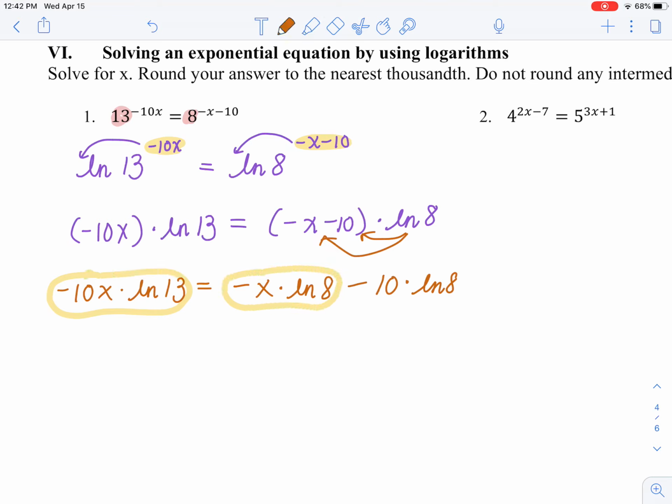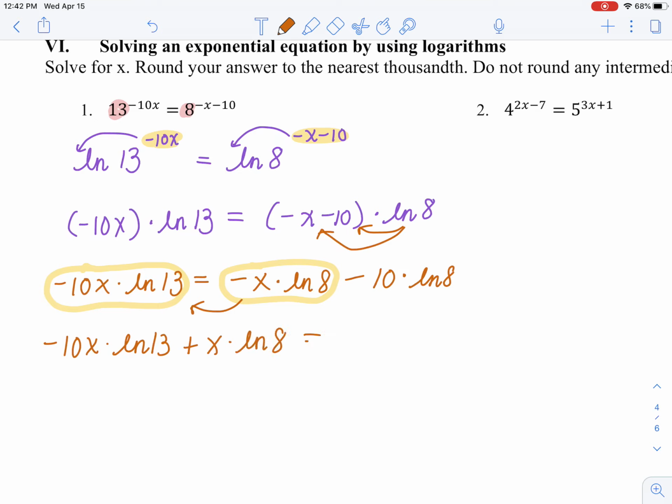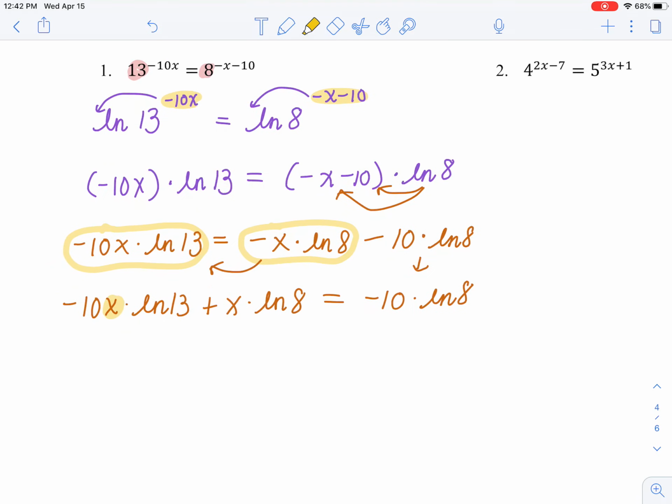Now, what I'm going to do is I'm going to search for all the terms that have x, and I'm going to move them to the left side. That term has x. This term has x, right? So these two belong to the left side. I'll have negative 10x times natural log of 13. Nothing changed about that one. But in order for me to move that, I'm adding it, right? So add x times natural log of 8. And that equals the only thing left on the right side, negative 10 times natural log of 8.